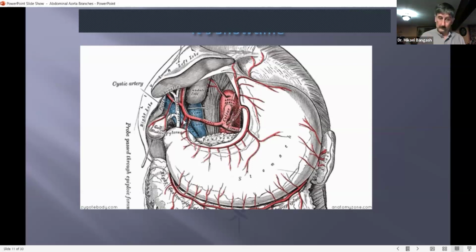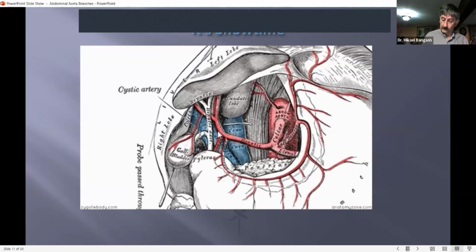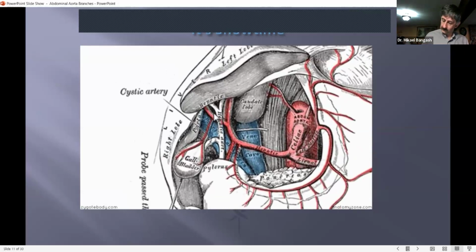So let's follow the proper hepatic artery to the liver. You can see here there's two clear divisions, and there's no prizes for guessing what these two are. The one on the left is the left hepatic artery, and the one on the right is the right hepatic artery. This division occurs just before it enters the porta hepatis.